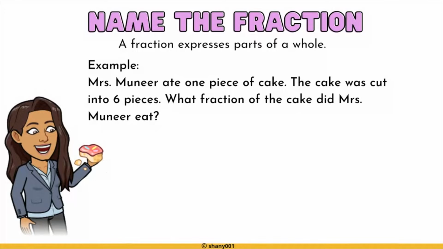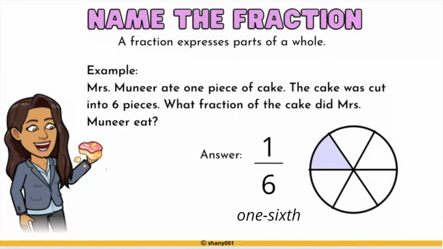Mrs. Munir ate 1 piece of cake. The cake was cut into 6 pieces. What fraction of the cake did Mrs. Munir eat? The answer is 1/6. She had 1 piece of cake, and the cake was cut into 6 pieces all together. 1, 2, 3, 4, 5, 6. So the answer is 1/6. And this is how we write it.